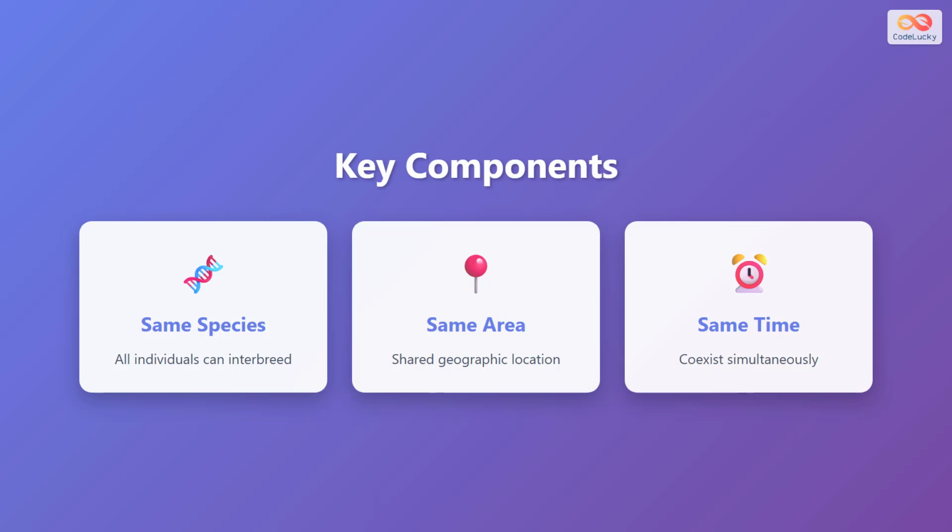Let's break down these three components. First, same species means all individuals must be capable of interbreeding with each other. Second, same area means they share a common geographic location. Third, same time means they must coexist simultaneously in that location. All three criteria work together to define a population.